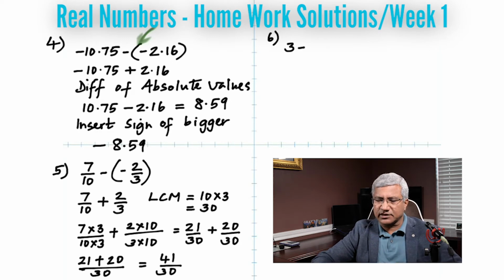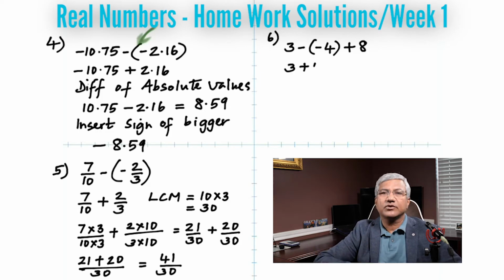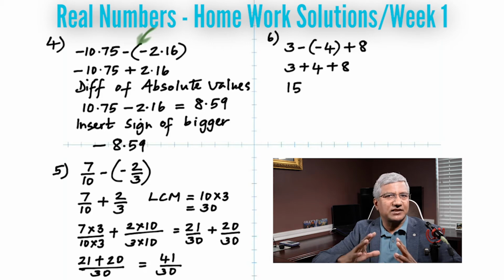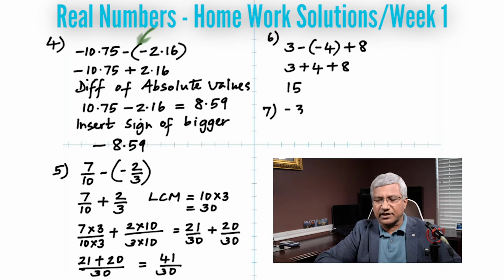Brings us to number 6. In 6, we have 3 minus 4 plus 8. Well, here you have once again a negative times a negative, that's going to become a positive. So we have 3 plus 4 plus 8, which is quite simple. That's 15. That's easy. So all you had to remember was negative times negative is a positive. That's all.